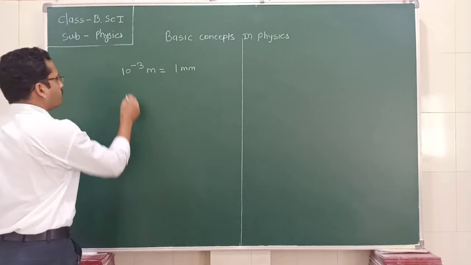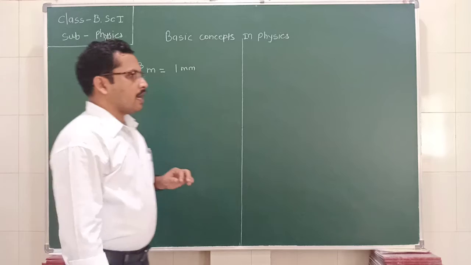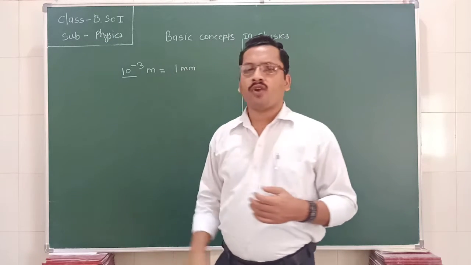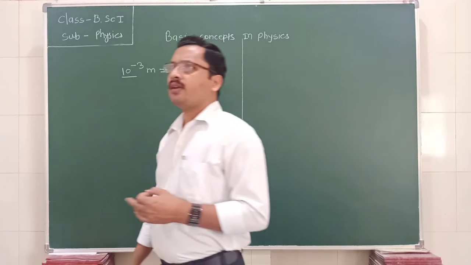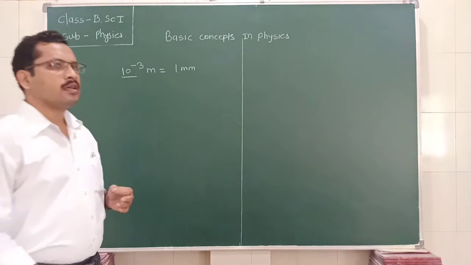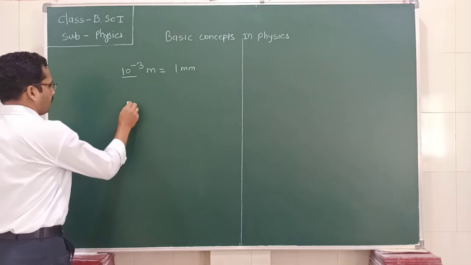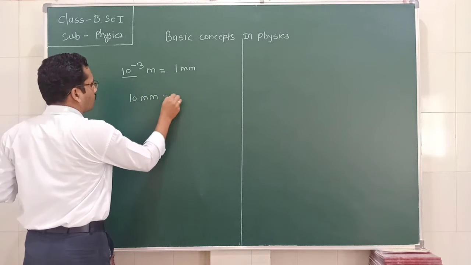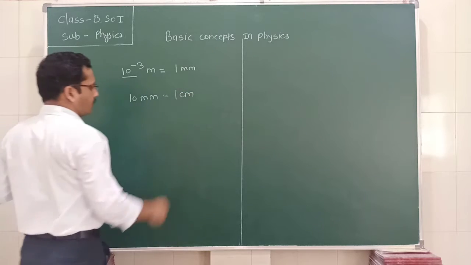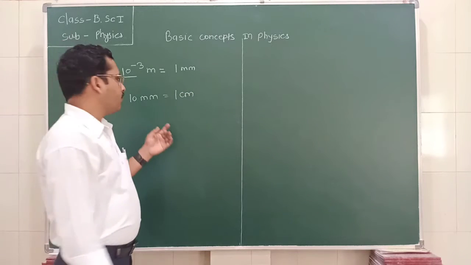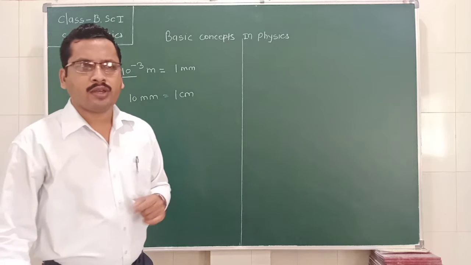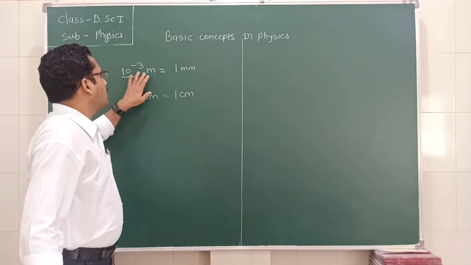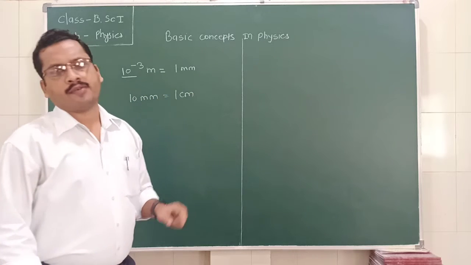What prefix do we use? 10 to the power minus 3 is nothing but 1 millimeter. What is a millimeter? A millimeter is a tenth part of a centimeter. So we can write 10 millimeter is equal to 1 centimeter. We are familiar with the centimeter and millimeter. So 10 to the power minus 3 meter is equal to 1 millimeter.